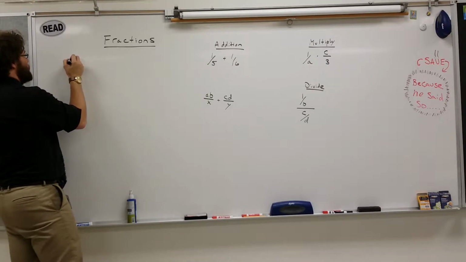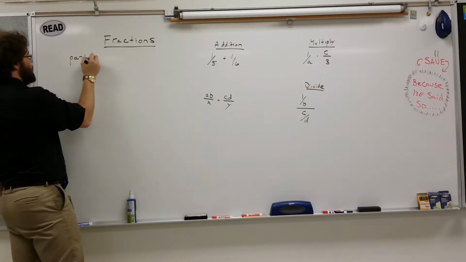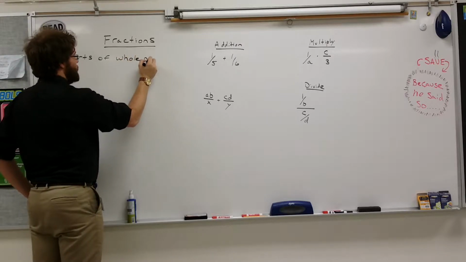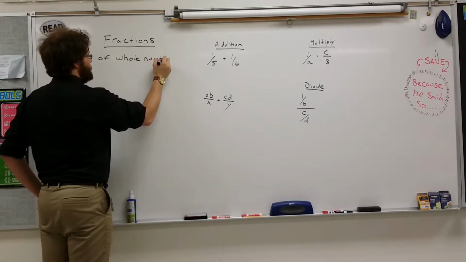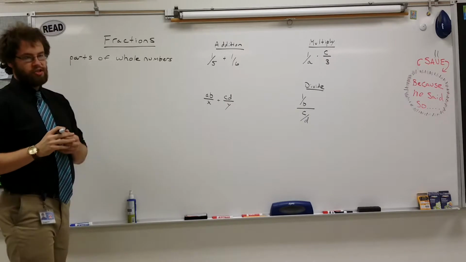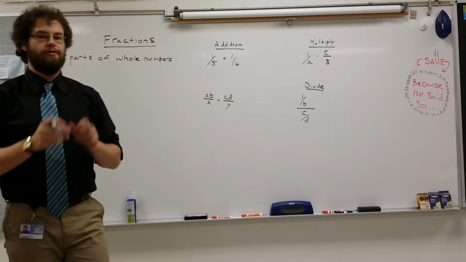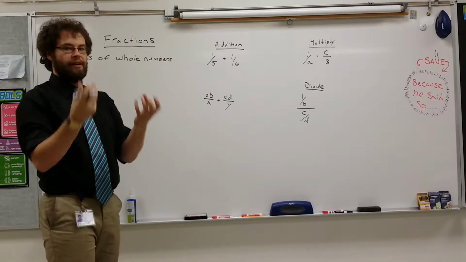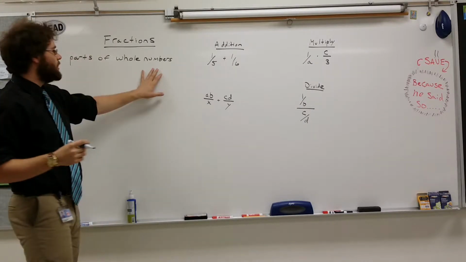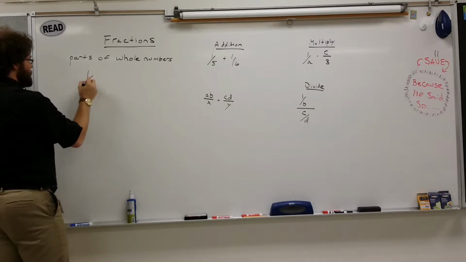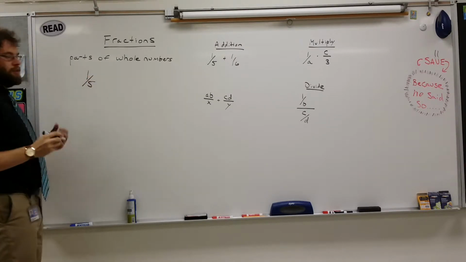And fractions are just parts of whole numbers. Okay, so it's not a full thing, right? So if you have an apple, a fraction would be if you cut that apple in half, you have a fraction of the apple. It's just a piece of a whole number. All right, and in math, we write them like this. Okay, this is a fraction with just numbers in it.